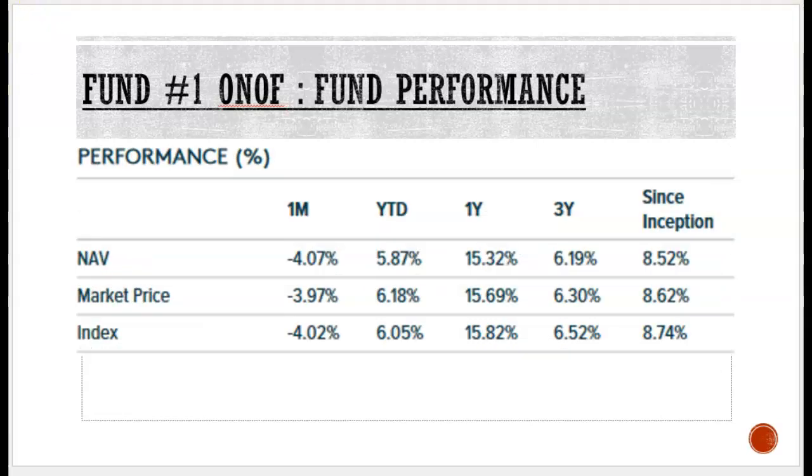And jumping into the performance, this one hasn't been around too long. So you have a 1 year of 15.32 and a 3 year of 6.9. It doesn't even have 5 years. So this is a pretty short-term one. But as you can see, the performance has been pretty darn good for those last 1 year and 3 year overall. And since inception, 8.52. So again, this one has some real potential over time to really be something that could be attractive to some of our investors.